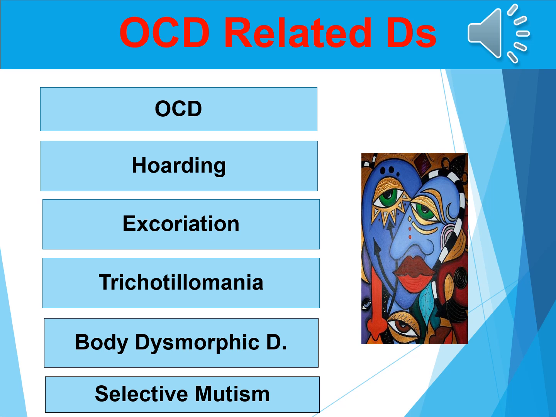Recent DSMs have linked anxiety and OCD-related disorders, so let's continue our discussion of anxiety and the OCD-related family. We'll consider OCD on a future slide, as well as hoarding, excoriation, trichotillomania, body dysmorphic disorder, and later on in the course we'll discuss selective mutism. This is in children when they refuse to speak around some people, it is an anxiety condition.